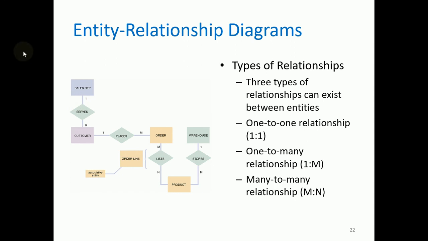Many customers are served by one sales rep. Next, one customer places many orders, or many orders are placed by one customer. Many orders list many products, or many products are listed in many orders. And one warehouse stores many products, or products are stored in one warehouse. For order and product, there is an entity that is derived, which is order line. That's why it is an associative entity.